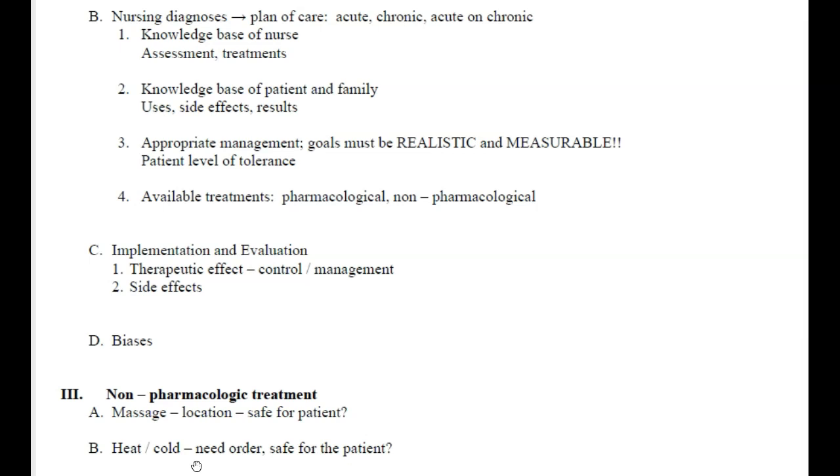Goals must be realistic and measurable. And when we say measurable, it also has to have a time frame. We also need to base it on the patient's level of tolerance, because sometimes some patients will be okay with a pain of 5. Meanwhile, other patients will say a pain of 5 is too much for them to handle. And again, realistic and measurable. For somebody who's post-op, let's say somebody just had a knee surgery, it is almost impossible to say that our goal is for the patient to have zero pain with activity, right?